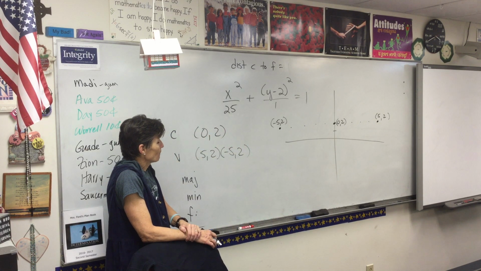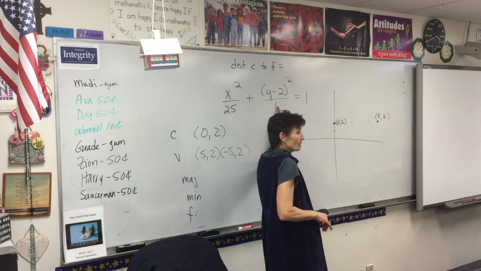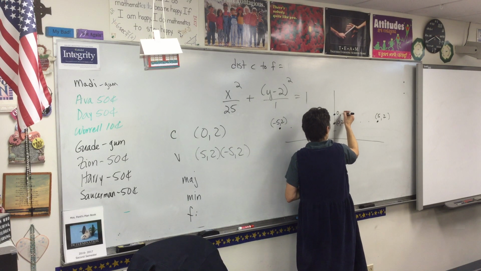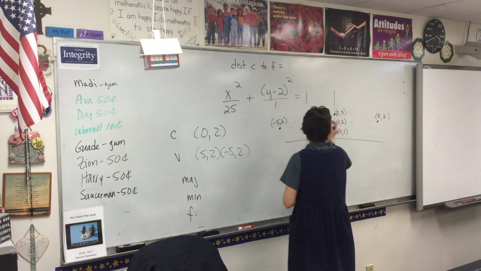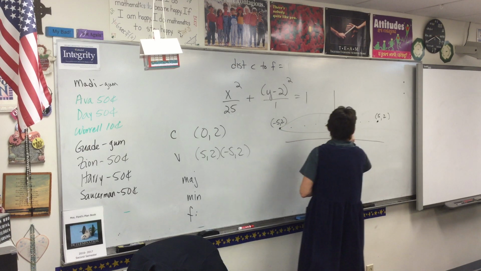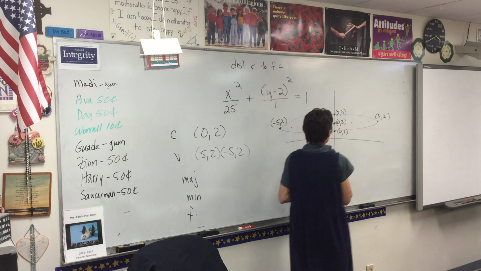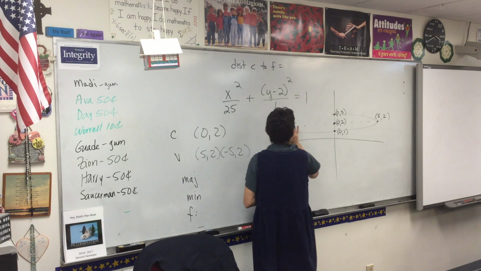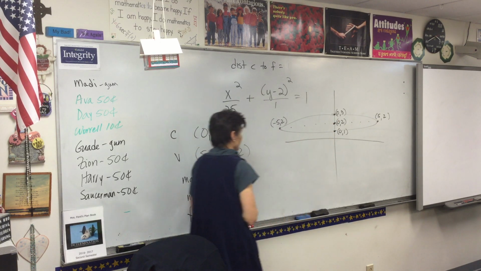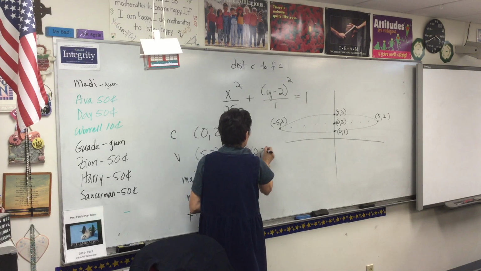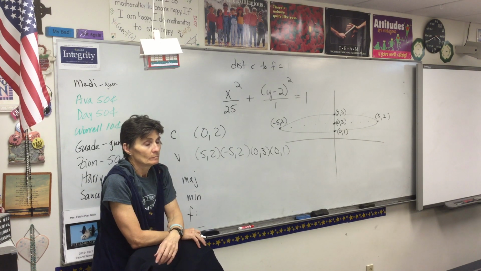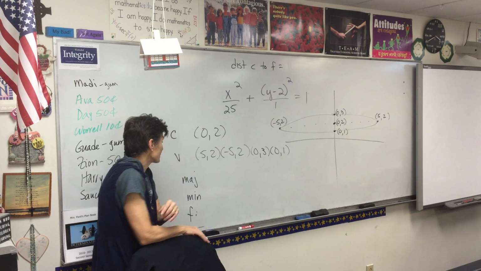All right, now where are the other two? So they're going straight up, how much? One. So that puts me at (0, 3). And down one, putting me at (0, 1). Okay, thank goodness no one's grading my picture, right? So (0, 3) and (0, 1). Major is 10. Major axis is 10 units.